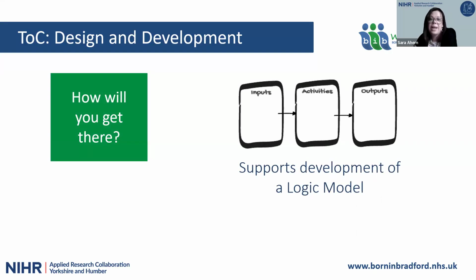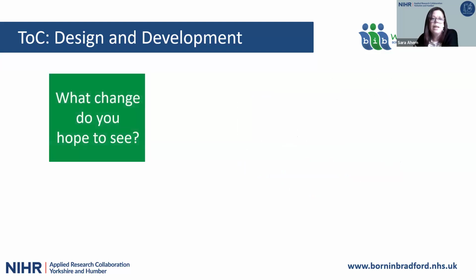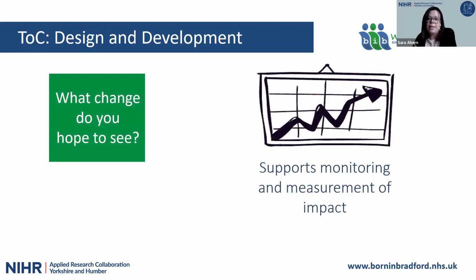So we can then break that down into key activities of who's going to do what, when are they going to do it, and how often are they going to do it. And then what change do you hope to see? So by identifying where we want to have impact and what impact we want to have, thinking about outcomes, really, this is what supports that monitoring and measurement of impact.